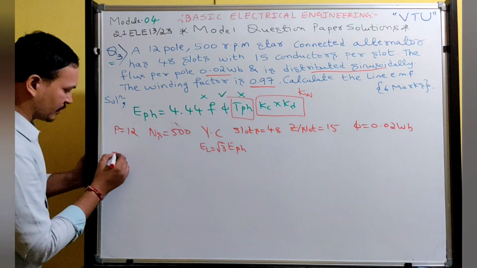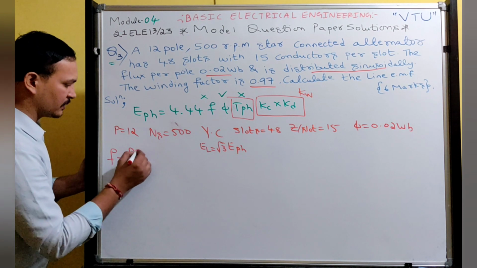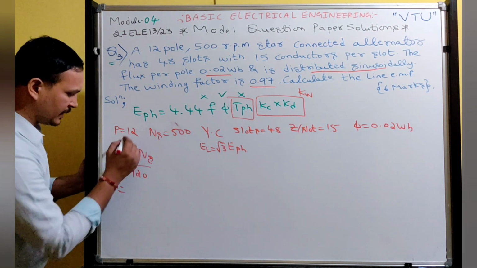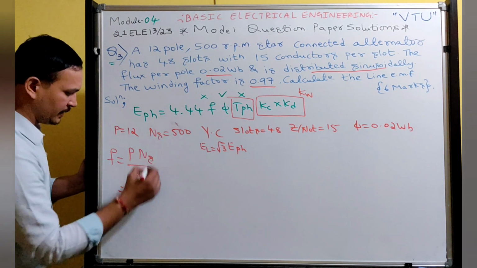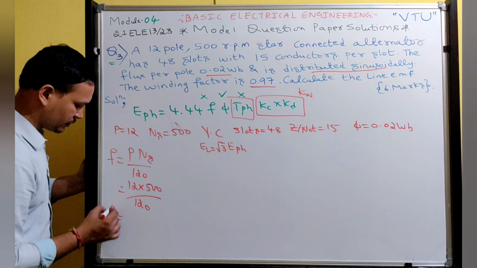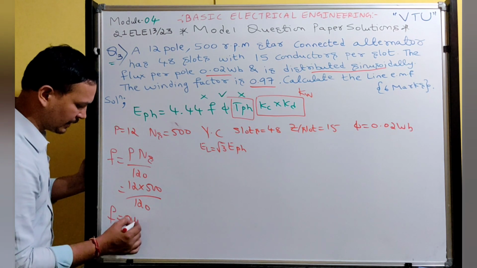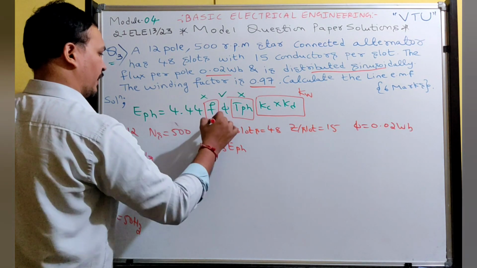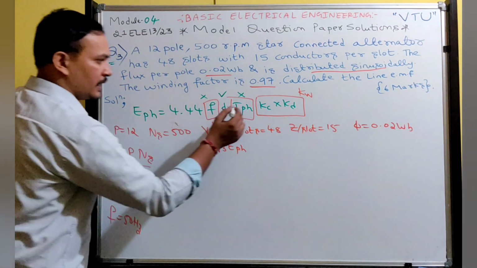What is the frequency formula? Frequency formula is PNS by 120. How many poles? 12 poles. What speed? Alternator running at 500, divided by 120. So we are going to get 50 Hertz. So frequency is also calculated.